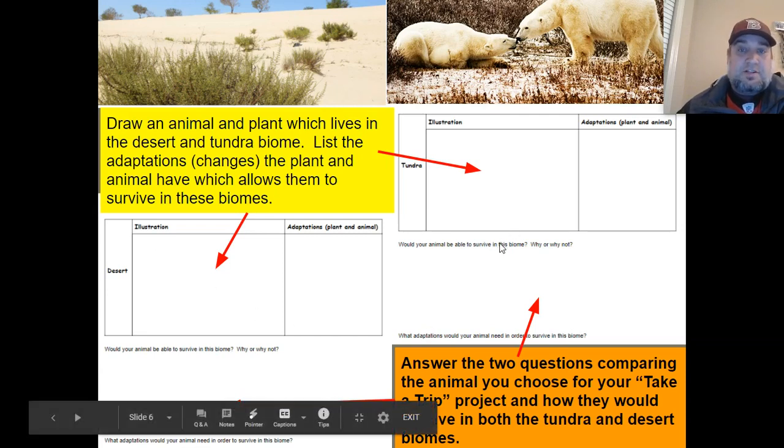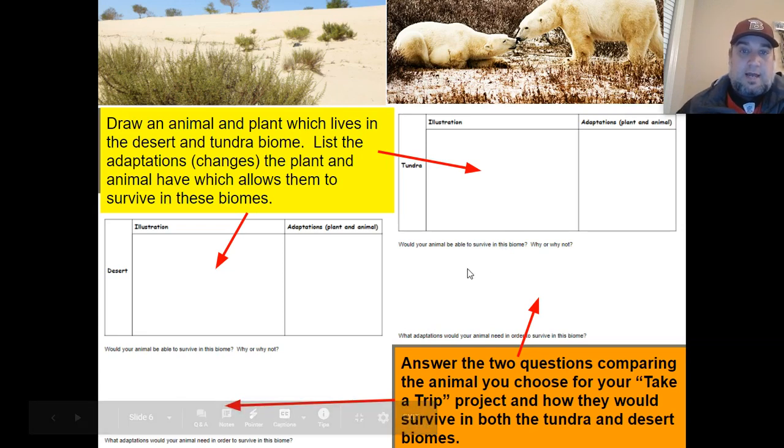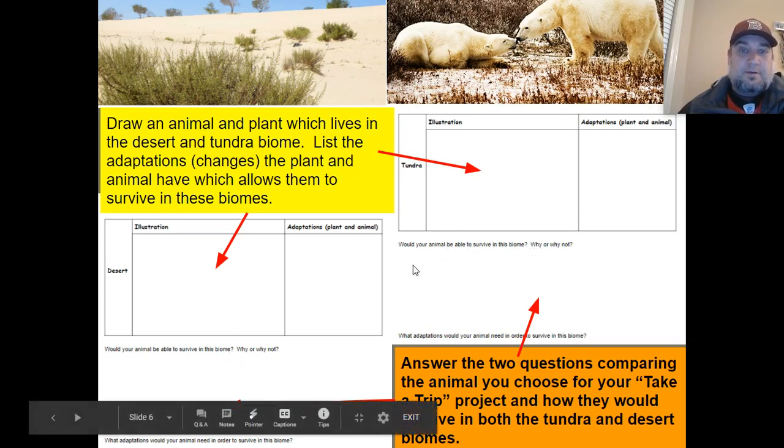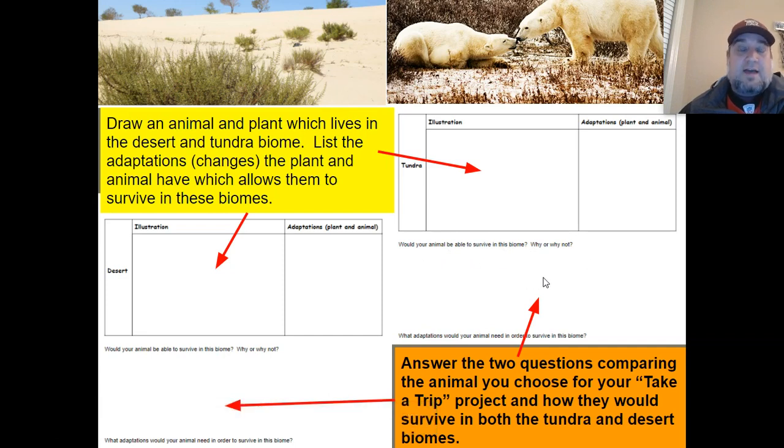All right, and secondly, I want you to think back to the animal that you chose at the beginning of our project, and how would your animal survive in this biome? So give us a couple sentences, or more, to explain would they be able to survive in there, and why or why not. So if you chose an animal that does live in these biomes, you're going to be able to tell us why they're able to survive. If your animal is not from this biome, it's probably not going to survive here, but tell us why, or why not.